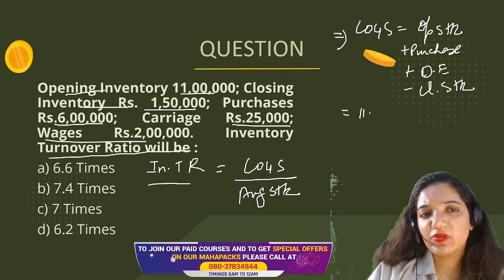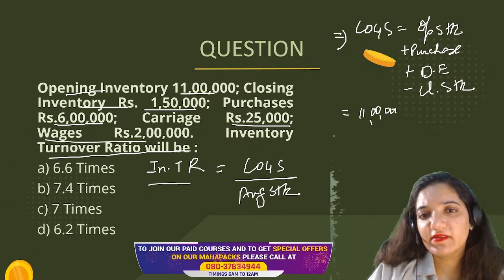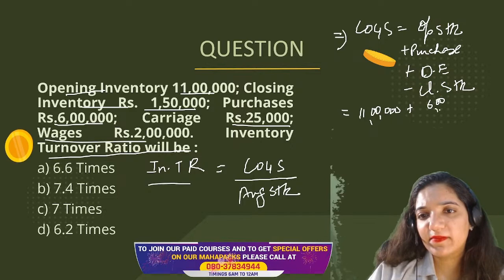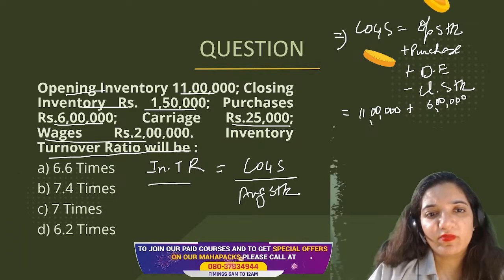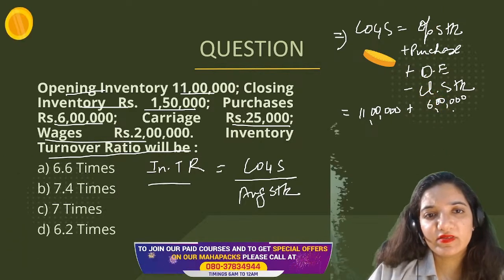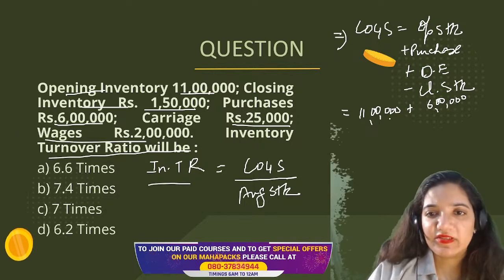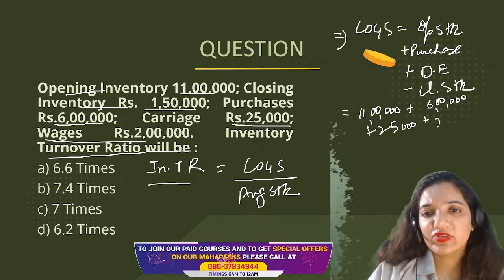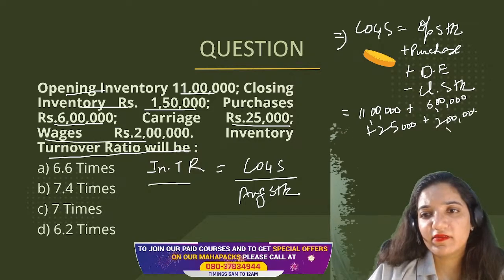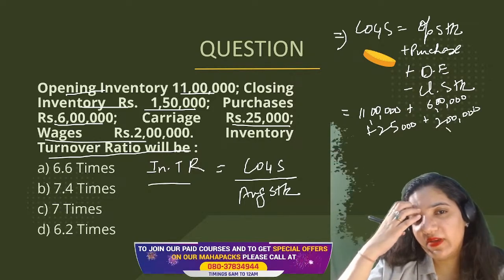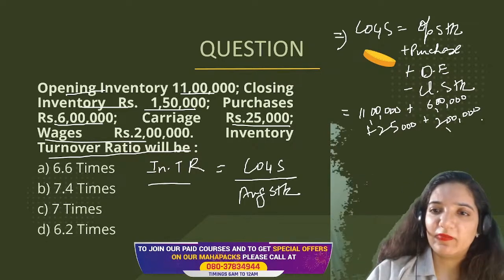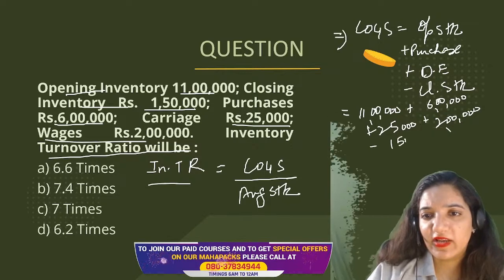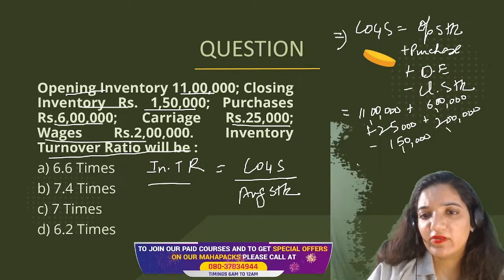So in this case, what do we have? 11 lakh plus 6 lakh, opening stock plus purchase. Carriage is a direct expense, everyone, plus 25,000 plus 2 lakh. And what do we have here? 11 plus 6, 17, and then minus the closing stock of 1 lakh 50,000.